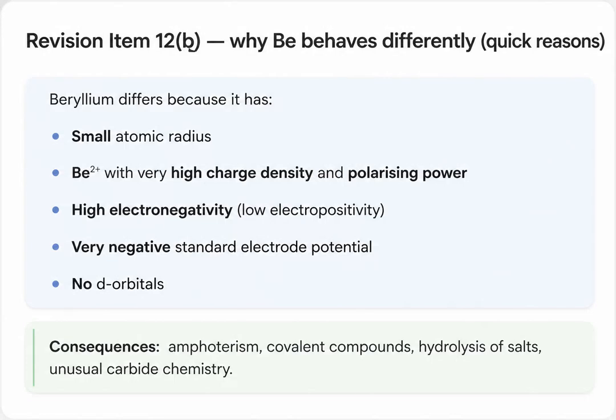When asked again why beryllium behaves differently, the marking points are consistent. It's very small, and Be2+ has exceptionally high charge density and polarizing power. Beryllium is also relatively electronegative for a metal, has an unusually negative standard electrode potential, and it lacks d orbitals. Those factors lead to amphoteric behavior, increased covalent character in many compounds, hydrolysis of its salts to give acidic solutions, and distinctive reactions like methane formation from beryllium carbide.